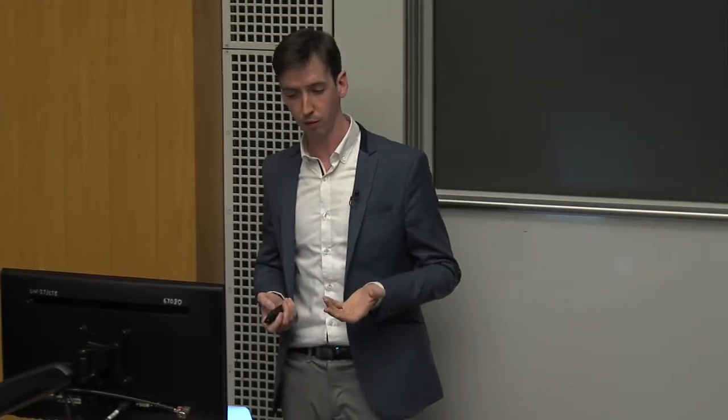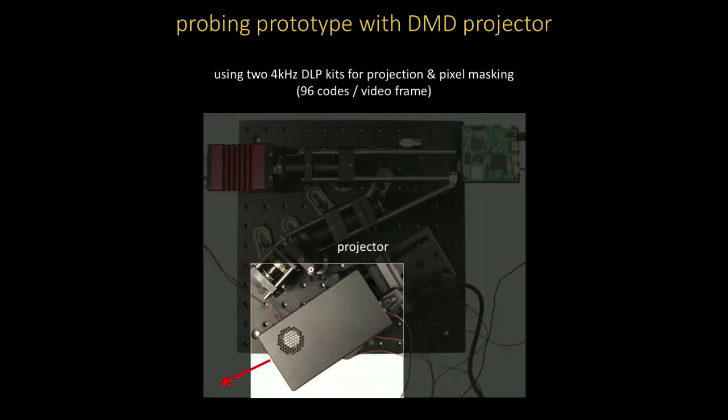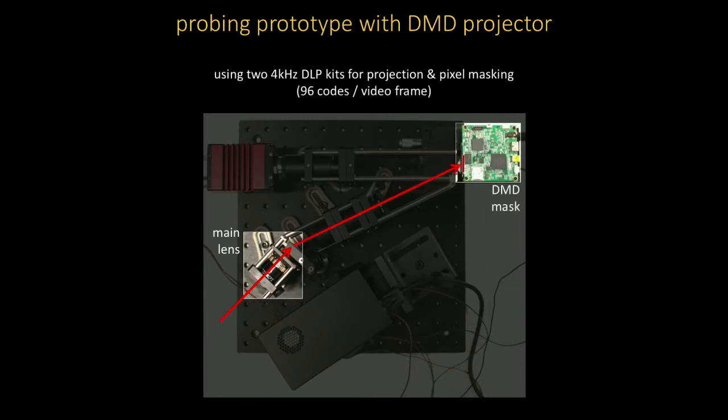So we built a setup that was able to do this. We started with a projector that's used to illuminate the scene with a sequence of patterns. And this is done at 4,000 hertz. And then we have a series of optics that focuses the light on a mask, and a mask physically implements those mask patterns that we place over a camera.